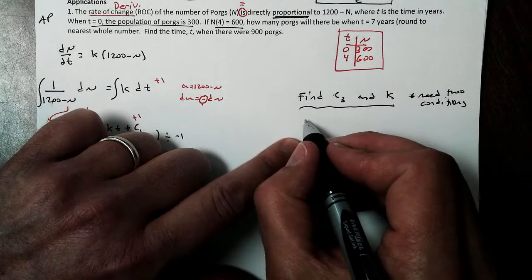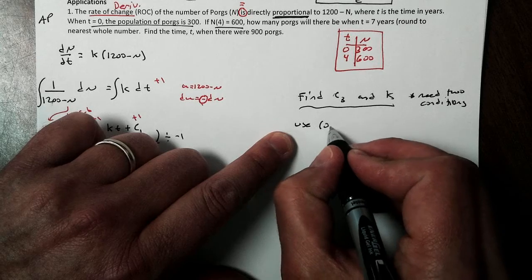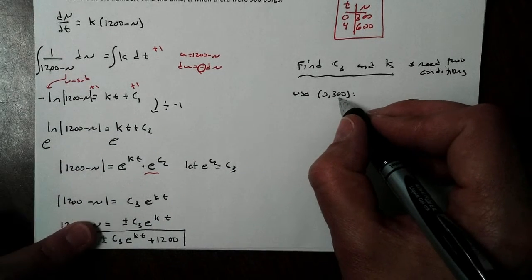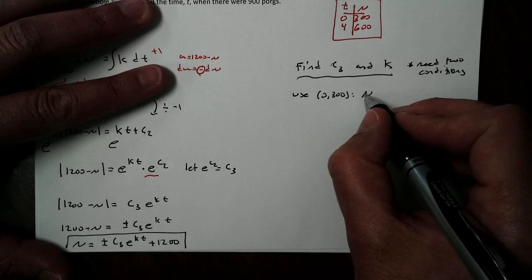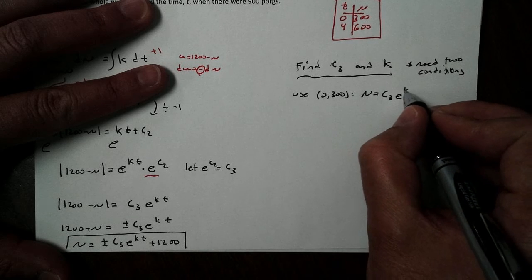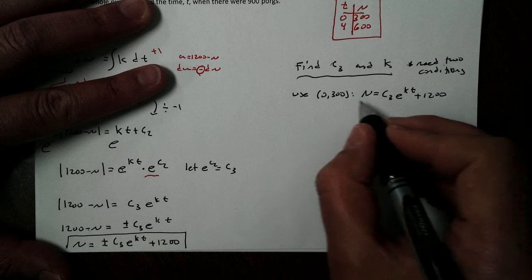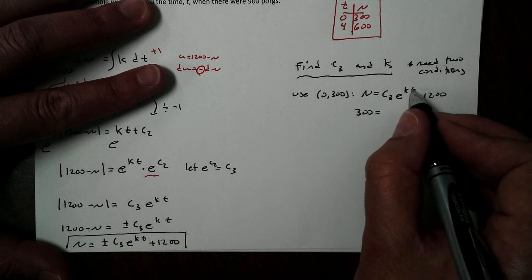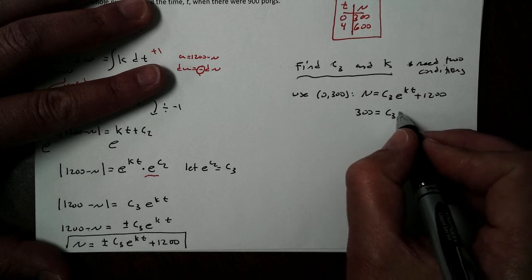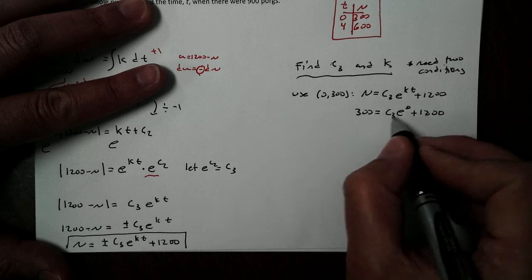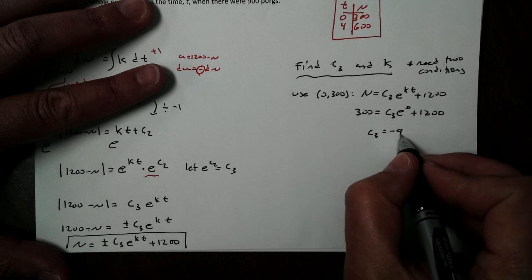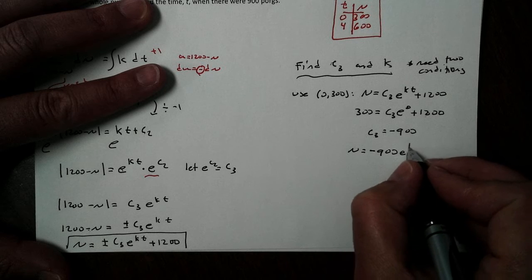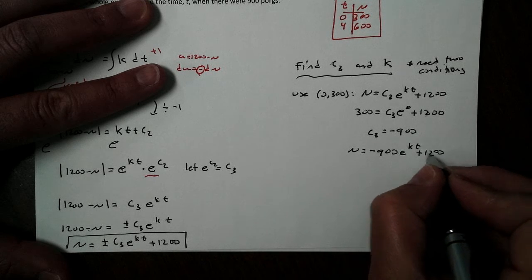So the first thing I'm going to do is use my first condition, 0, 300, and plug that in. Now, notice we're using the positive, so I'm going to go n equals positive C3 e to the kt plus 1200. Plugging in my values, I'm going to get 300 equals, if I plug 0 in here, that's e to the 0. So we're just left with C3 e to the 0 plus 1200. So that's easy enough to solve for. C3 becomes negative 900. So n would equal negative 900 e to the kt plus 1200.